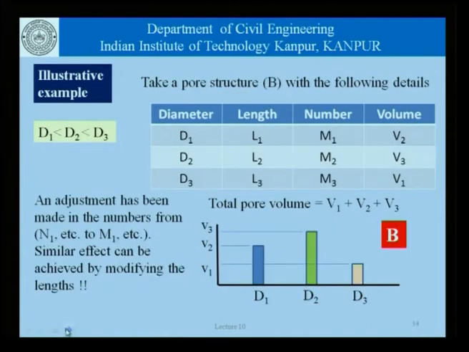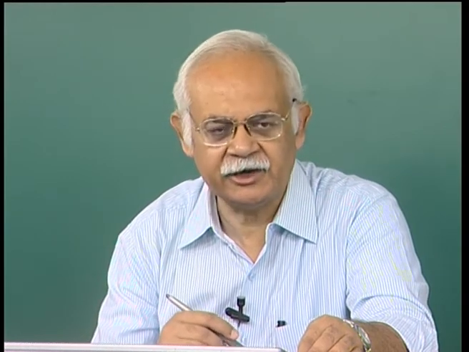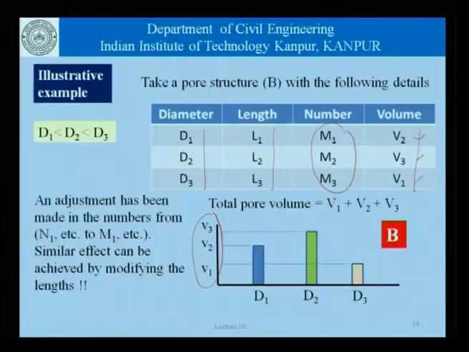Now, if we consider a similar structure which is slightly different, let us say B, and there the relative volumes of pores having the same diameters, the same lengths, but the volumes are different. And this can happen if we just change the number of those pores. Initially, we had N1, N2 and N3, and if that becomes M1, M2 and M3, then the volumes will change. And for the sake of illustration, I have made it V2, V3 and V1.